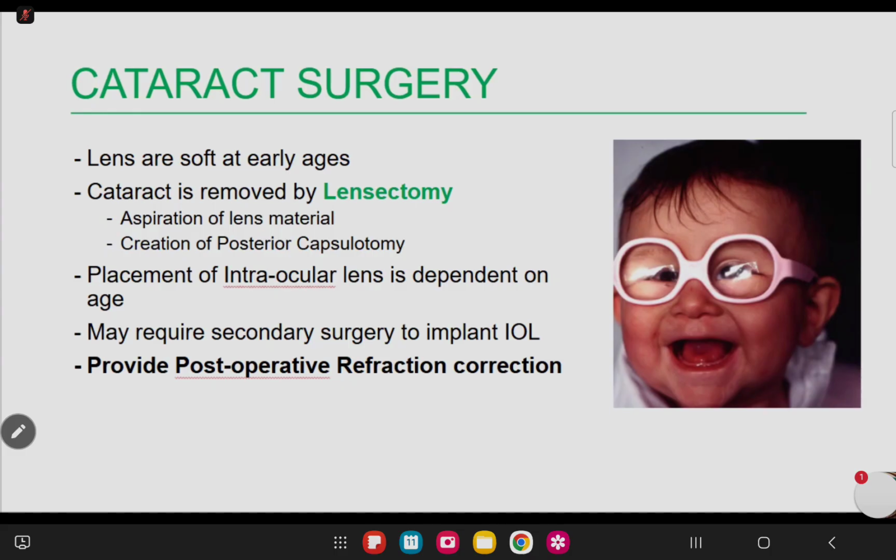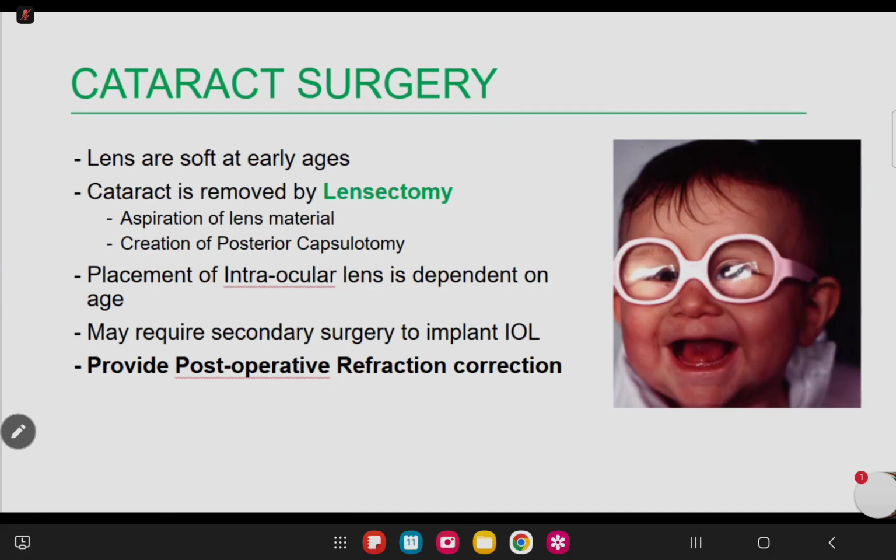So sometimes cataract surgery in pediatrics is very hard, no? The cataracts are soft, but the procedure is very hard. The implantation of the intraocular lens, no, is not that easy.